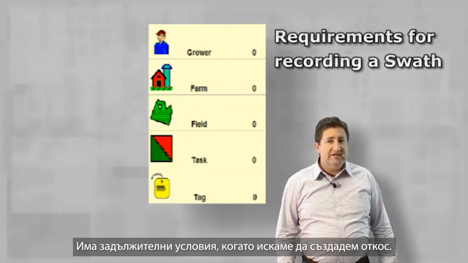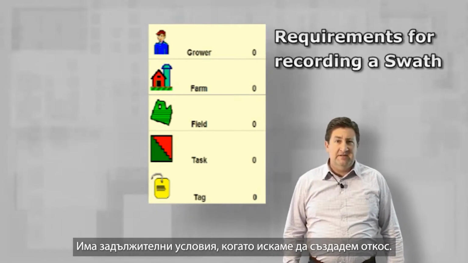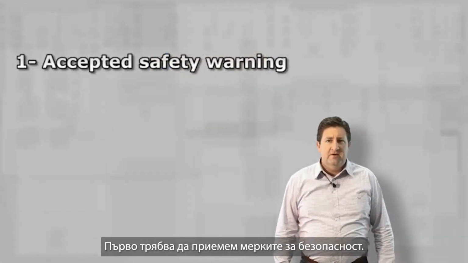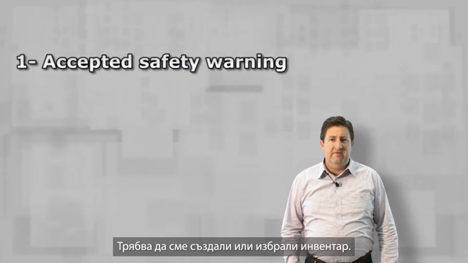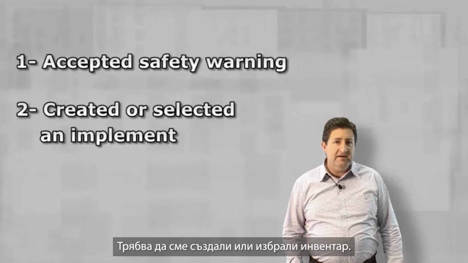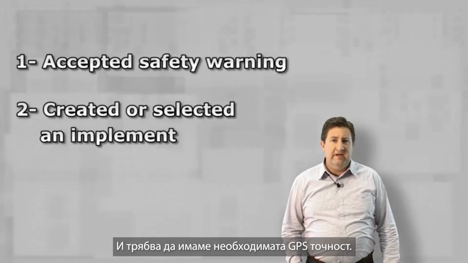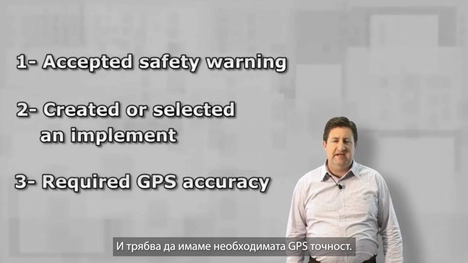There are some essential conditions when we want to create a swath. We have to have accepted the safety warning. We have to have created or selected an implement, and we need to have the required GPS accuracy.